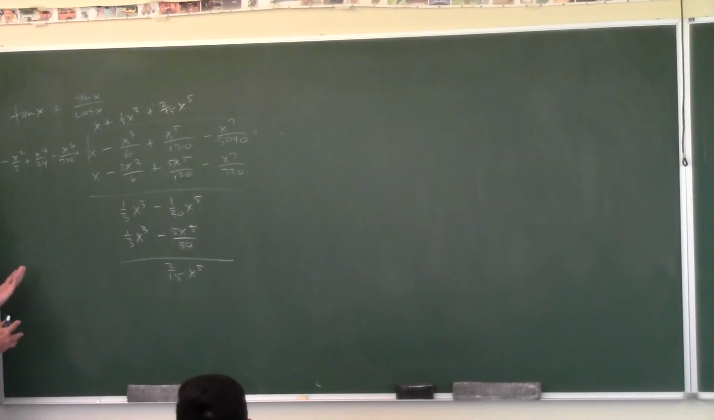Okay, that's the problem. Write the Maclaurin series for tan x. Okay, that's the answer. But what if you want to write a Taylor series centered at another x? Then it's not gonna look like this at all.